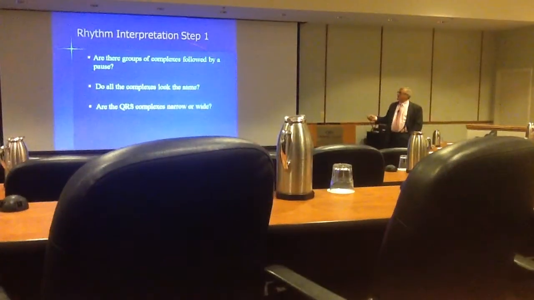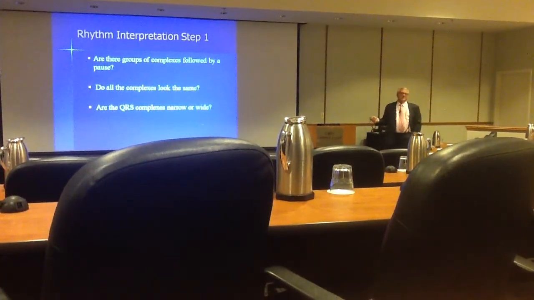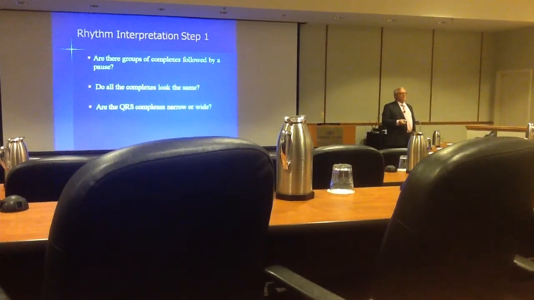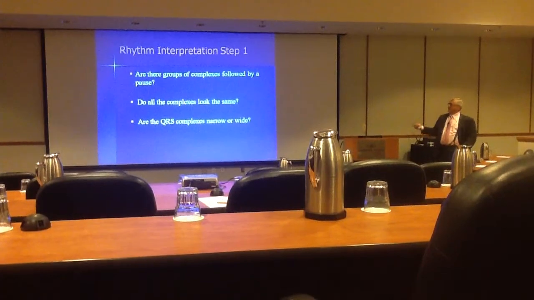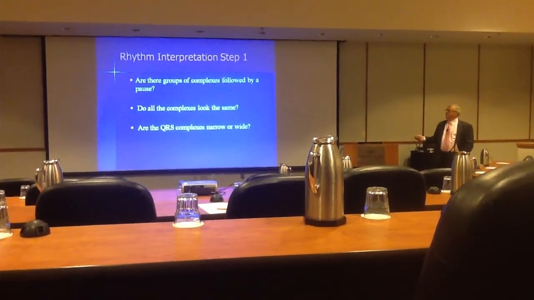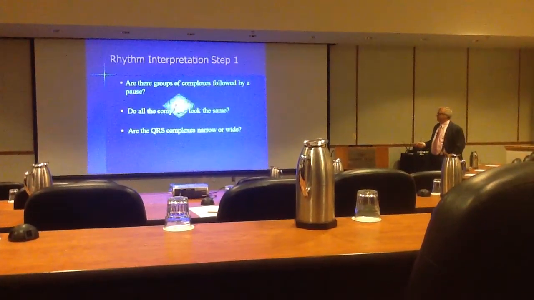Followed by a pause. This is a real key. One of the hardest things that people have in diagnosing rhythm strips is second-degree AV block. And if you see groups of complexes followed by a pause, that is always second-degree AV block until you can prove otherwise. So that eliminates a lot of dysrhythmias right off the bat.